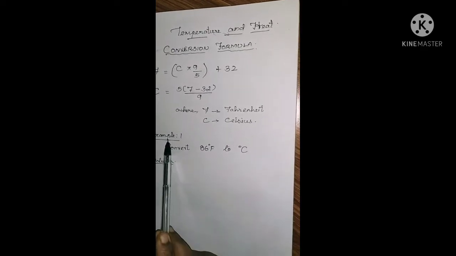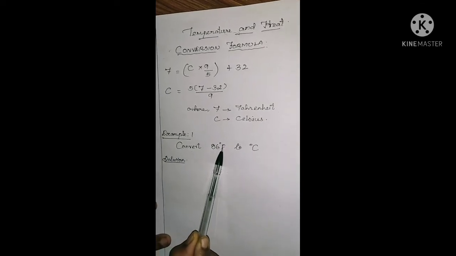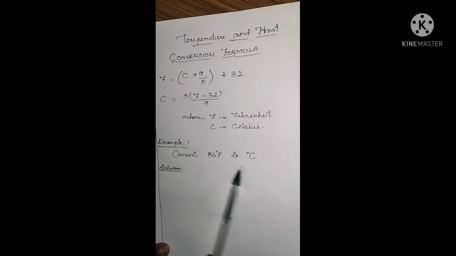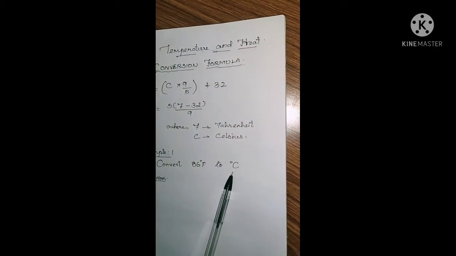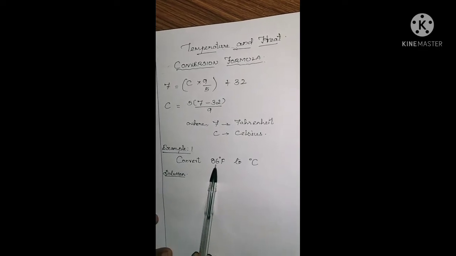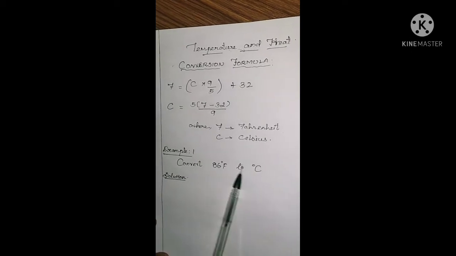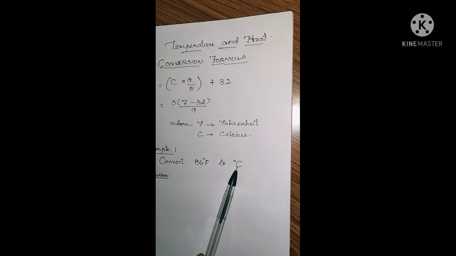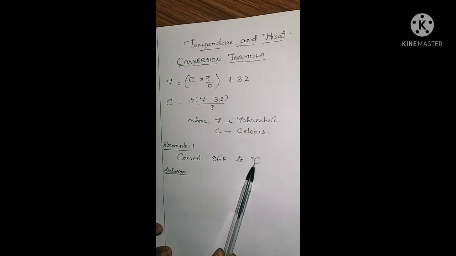First example: convert 86 degree Fahrenheit to degree Celsius. Here in the question they have given the value in Fahrenheit and they are asking to convert to Celsius. So we have to find the value of Celsius. Yes or no?